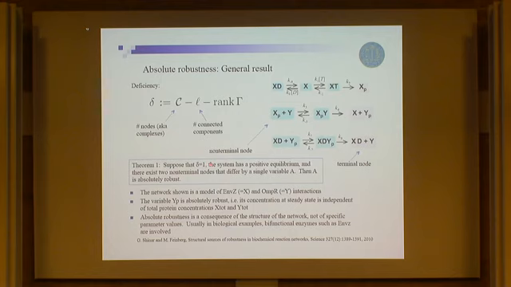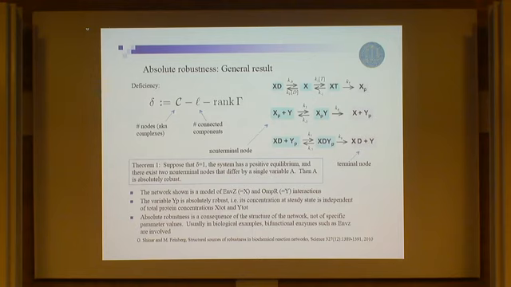Okay, so now the theorem says, suppose that the deficiency is 1, and the system has a positive equilibrium, and that there exist two non-terminal nodes, two of these blue ones, that differ by a single variable A. Then A is absolutely robust. In this case, you see anything that differs by one variable. Well, actually, it's right here: Xd and Xd plus Yp. These two complexes differ by the variable Yp. So by this theorem, Yp is absolutely robust.